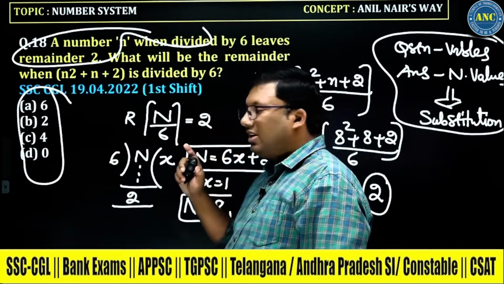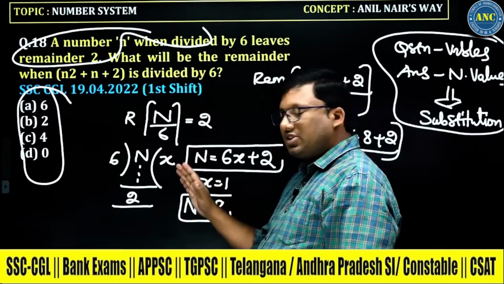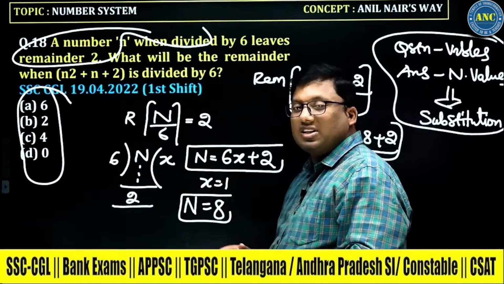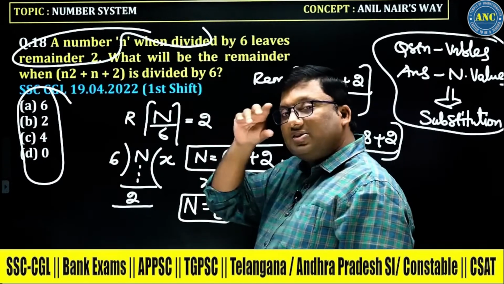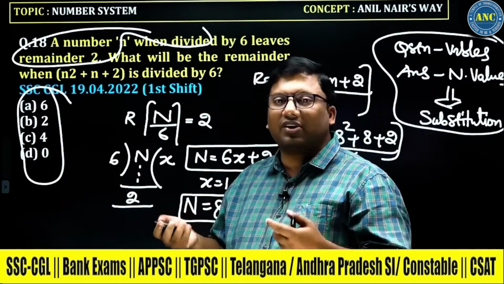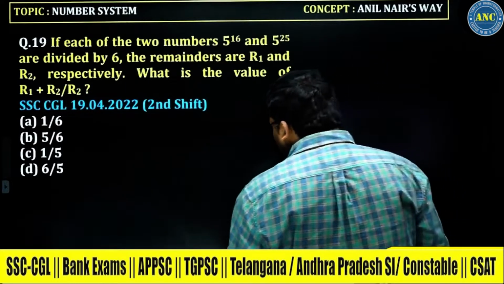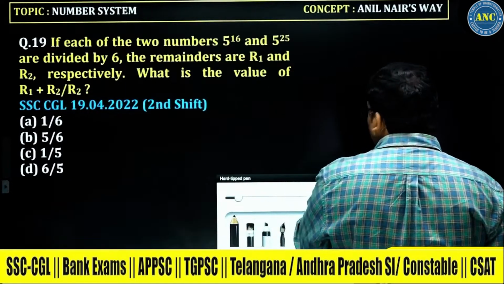A number when divided by 6 leaves remainder 2, so the number will be 6x plus 2. Sir, instead of x value 1, can I substitute x value 2? Whatever value you substitute, the answer will not change. Next question.